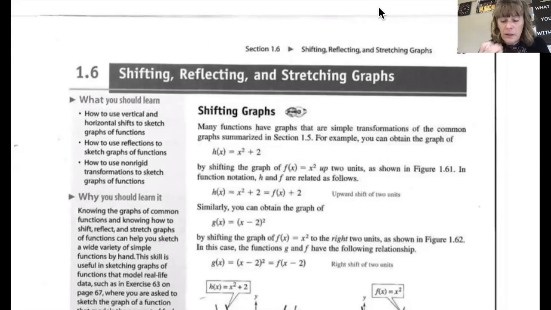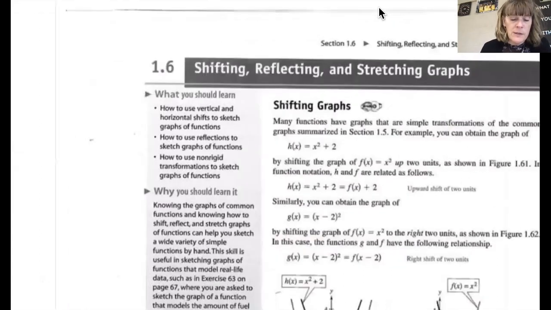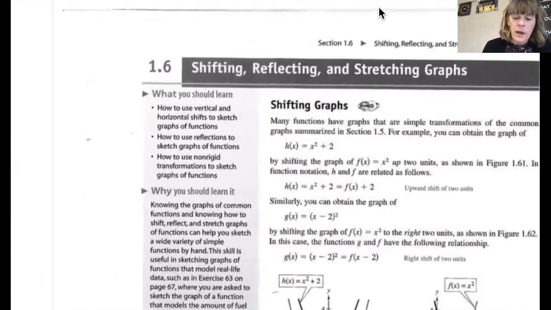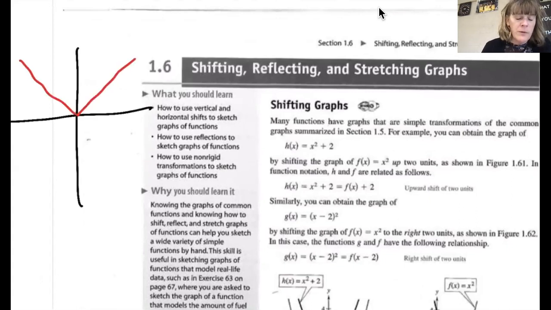So each of those functions have a specific, here, let me just do this. So we have, for example, if we have the absolute value graph. Now this would be y equals the absolute value of x. Okay, now y equals the absolute value of x has a vertex at 0, 0, and then it comes off of there at a 45-degree angle.